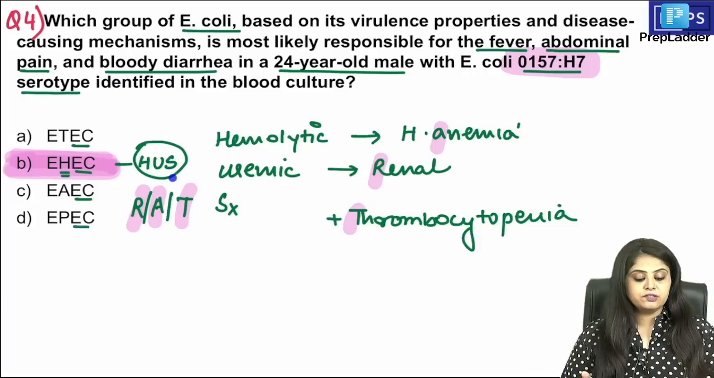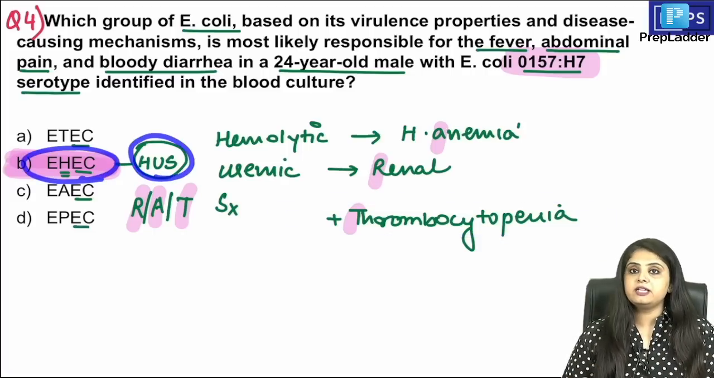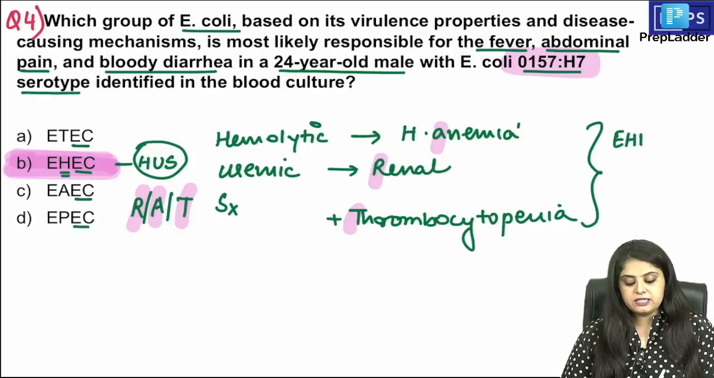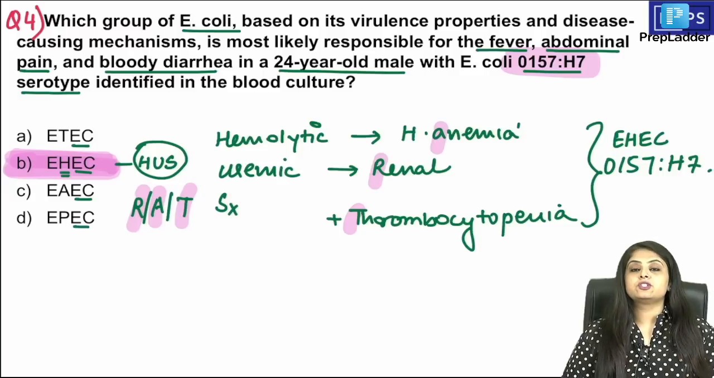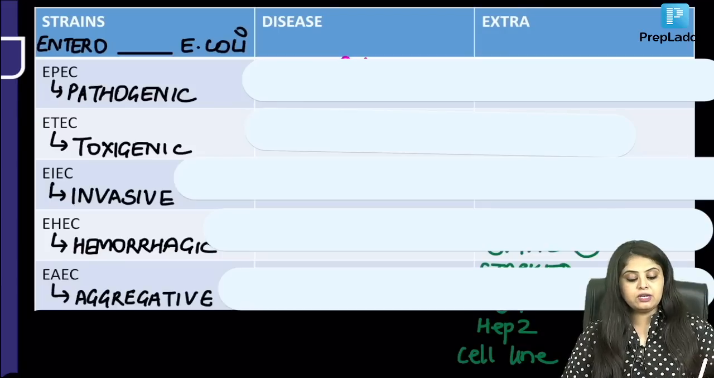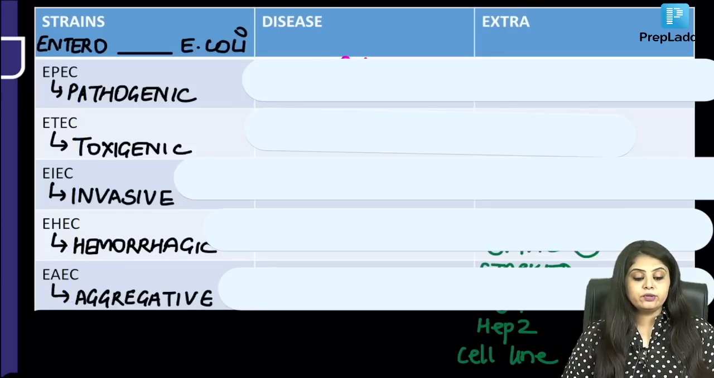So now my question is, hemolytic uremic syndrome is caused by EHEC. Which strain of EHEC? It is caused by EHEC O157H7. That's the question that you get. So now I also have a question on all the different types of E. coli that can cause diarrhea. So you know it is E something E. coli. Only one alphabet changes.